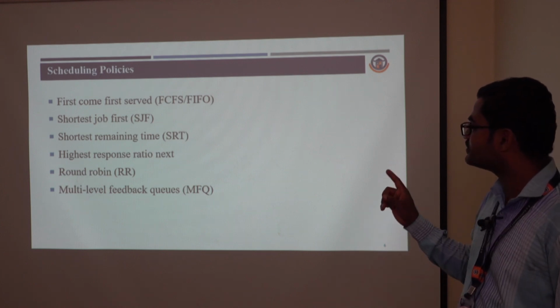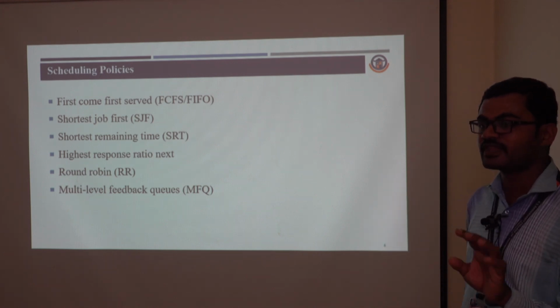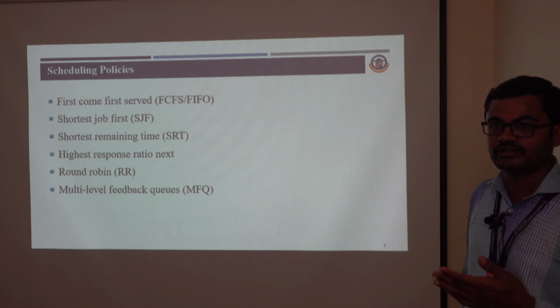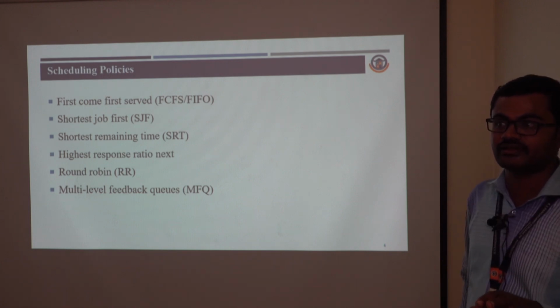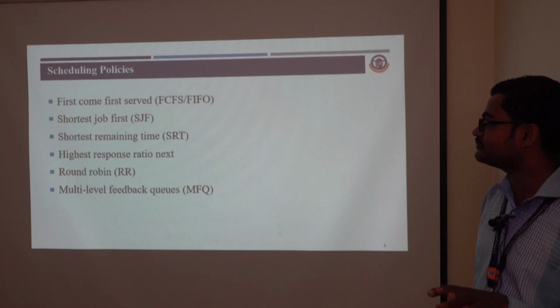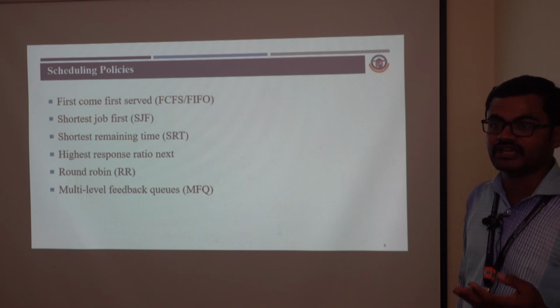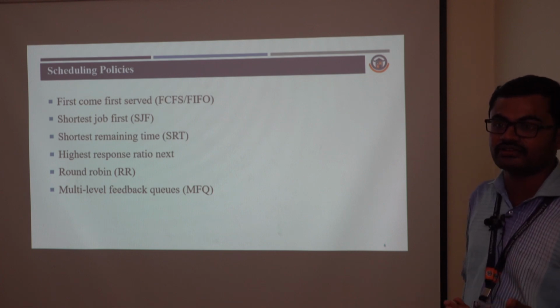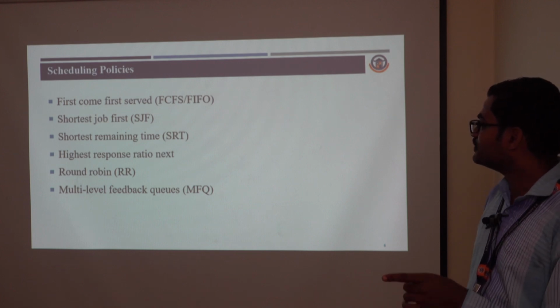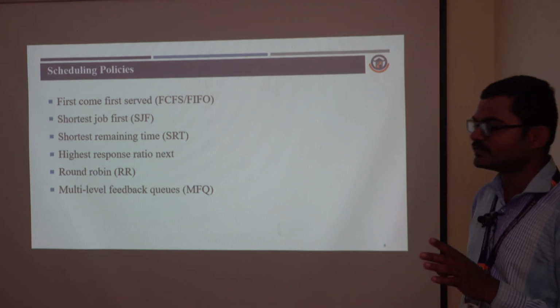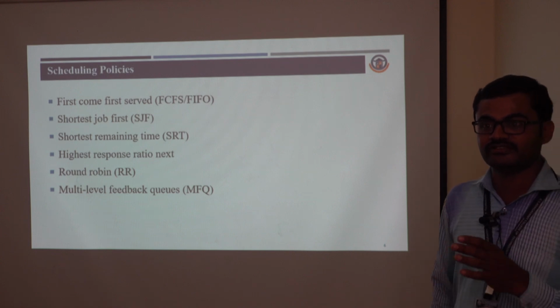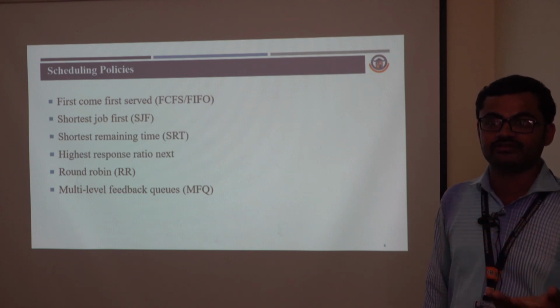In first come, first served, the process enters the queue and is directly executed. In this we have no highest priority. The example is a ticket counter. Next one is shortest job, where whatever process has the least execution time enters first.